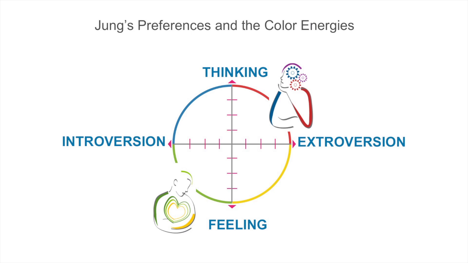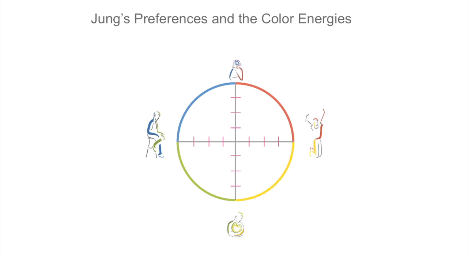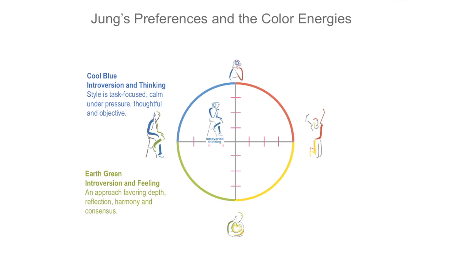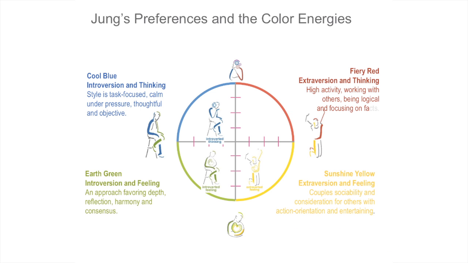Absolutely challenging. So within that model, the top is thinking, like I said, for decision making, red and blue. The lower end of our model, green and yellow, is feeling based. The far right is extroversion, left side introversion. That's the model itself. It's how we define the color energies and give them meaning. The reason cool blue means what it means is because we define it through introversion and thinking. Jung's attitudinal functions: earth green is introverted feeling, sunshine yellow is extroverted feeling, and fiery red is extroverted thinking.